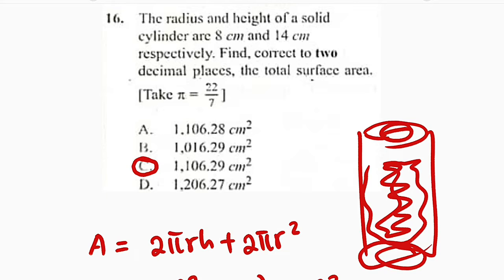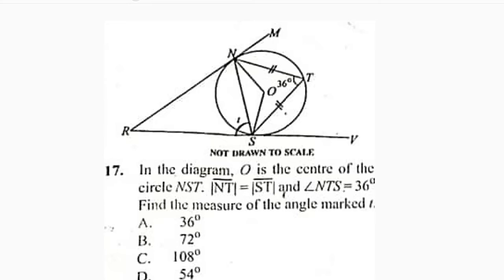Now let us move on to question number 17. All right, here is question number 17. We are given a diagram here, and this is the description. The description reads, in the diagram, O here is the center of the circle NST. NT, let us locate it. You can see NT here is equal to ST. Where is ST? This is ST.